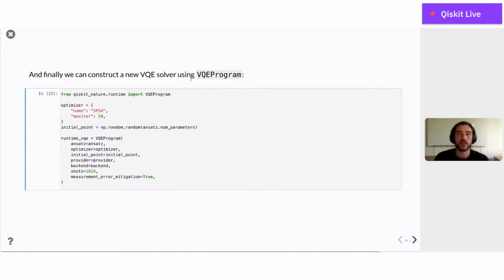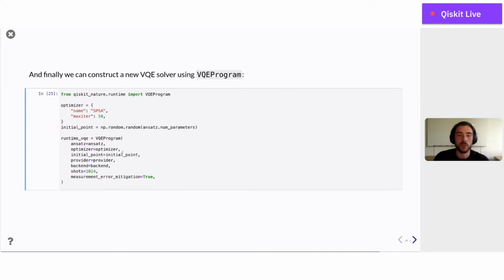And you can then construct the VQE program. The VQE program you can simply import from the runtime module, which is part of Qiskit Nature. A quick disclaimer, this will soon be renamed to VQE client, but this hasn't happened yet. But with it being called VQE program, you can simply initialize it by passing in the ansatz that we have constructed before. You need to pass in an optimizer, which is this dictionary here at the top, where you can set the type of optimizer that you want to use, as well as the maximum number of iterations.